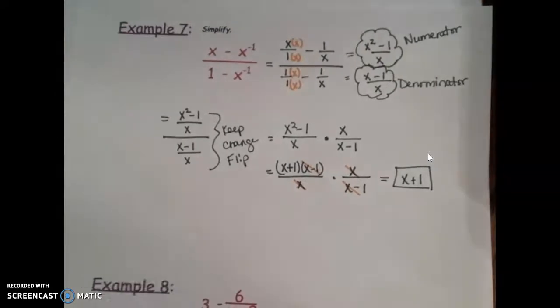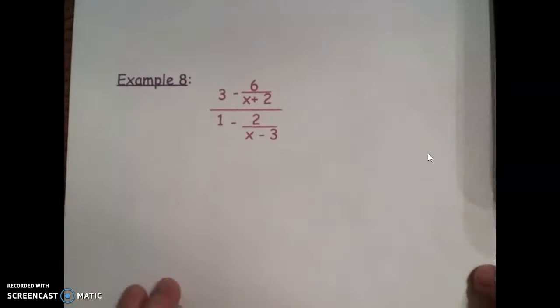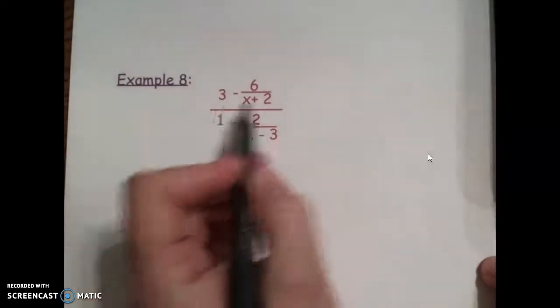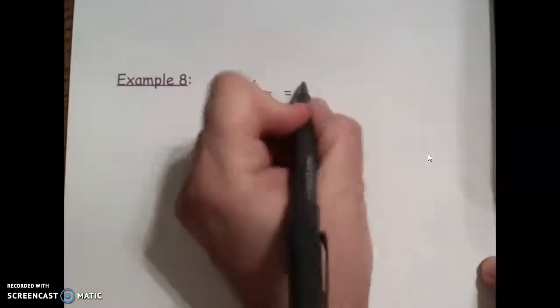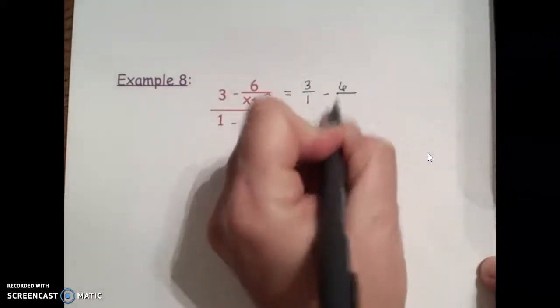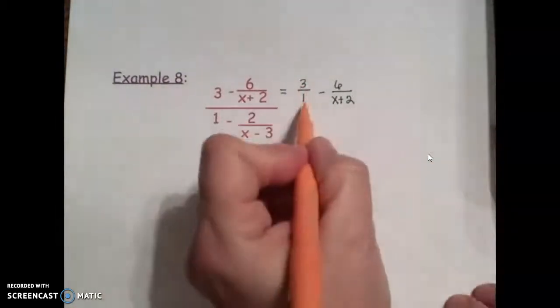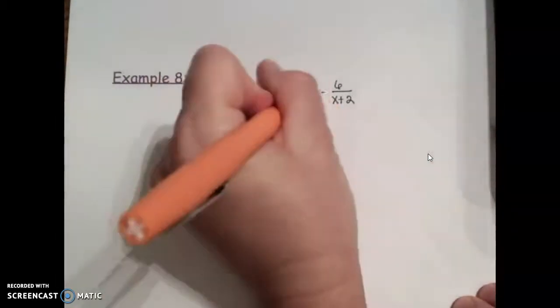Last, example 8. Pretty much the same way. So I'm going to rewrite this 3 as a fraction. And then we'll think about getting our common denominator. So I know this denominator needs an x plus 2.